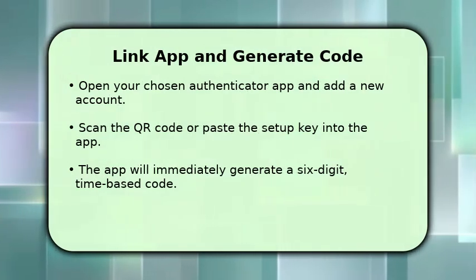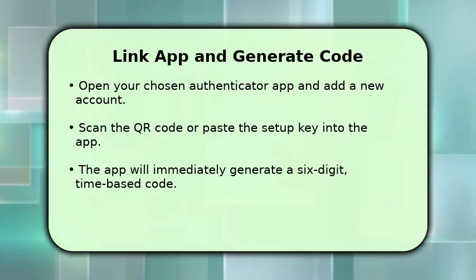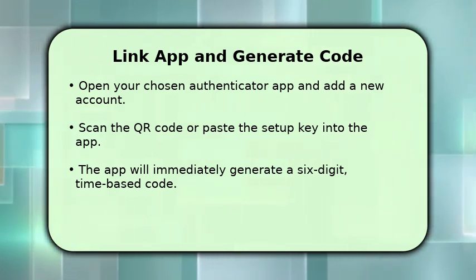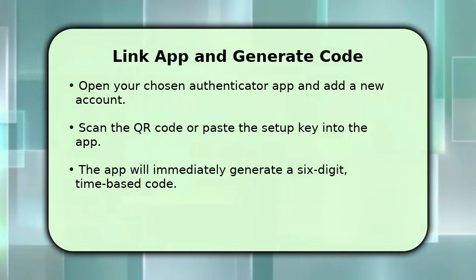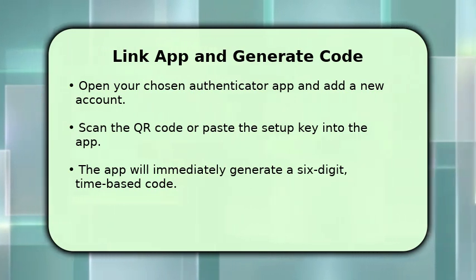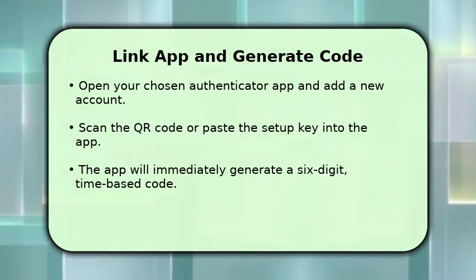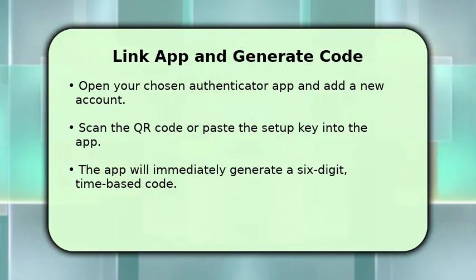Now, open your Authenticator app on your mobile device. Look for the option to add a new account, usually a plus sign. You can then either scan the QR code displayed on Binance or manually paste the setup key you copied earlier. Once added, your Authenticator app will instantly begin generating a new 6-digit code every 30 seconds.